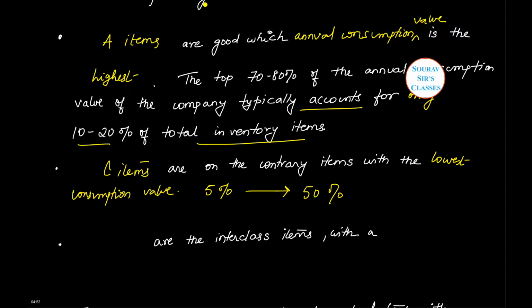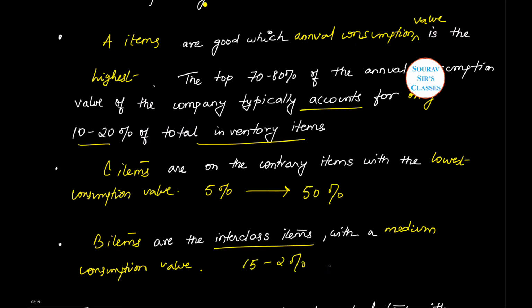Next we move on to the B items, which are also termed as the interclass items, with a medium consumption value. The other has lowest and highest, so this has a medium consumption value. Those 15 to 25% of annual consumption value typically accounts for 30% of total inventory items. So this is the complete picture.